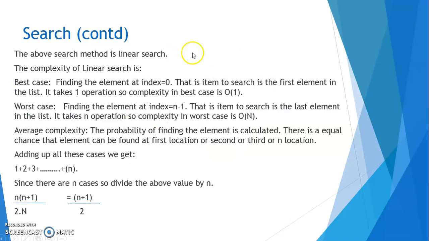Let us discuss the complexity of linear search. Complexity means how much time is taken in performing a particular action. And there are three cases for complexity: best case, worst case, and average case complexity.